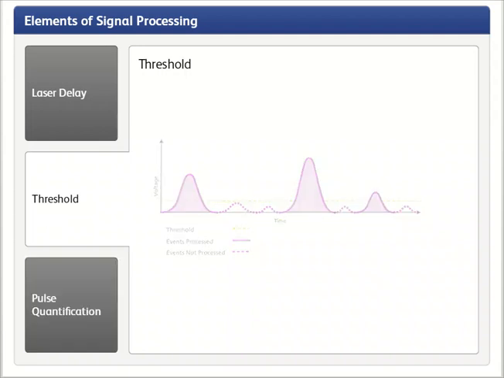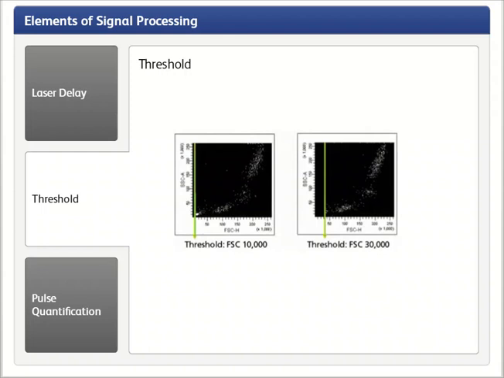In this example, a threshold is set on the forward scatter parameter to eliminate small signal events, such as noise and debris. Notice the differences in data display for the 2 forward scatter thresholds.